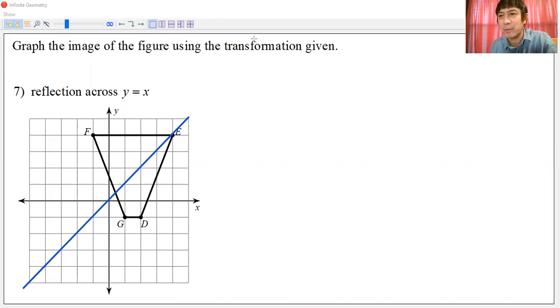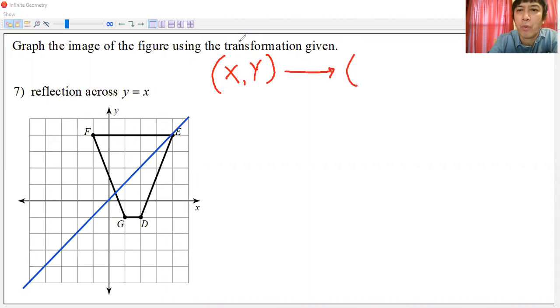Okay, so now let's have the rule for this one. If you have something like this and this is the line of reflection, the formula goes like this. X, Y, the reflected figure is YX. There, okay, like this.